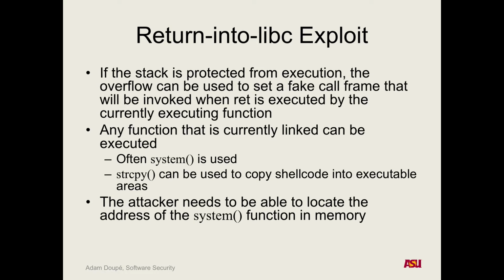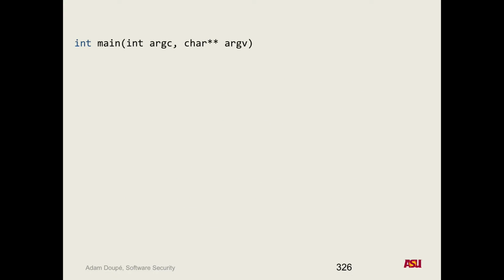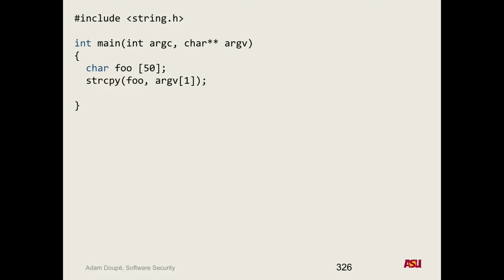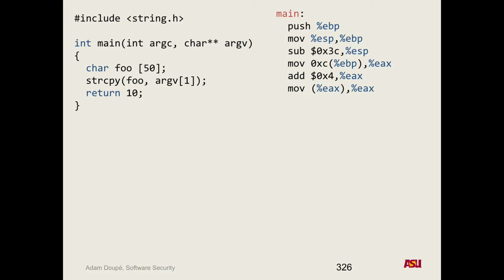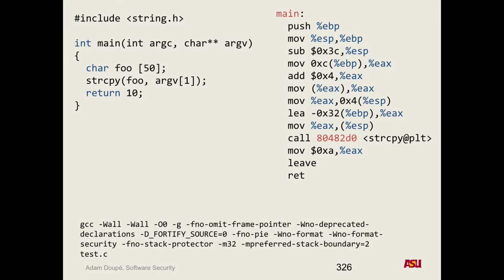But we first need to find the system address in memory. So we can use the debugger, we can use proc. We'll look at this. I believe we'll still use this same simple program, right? We have our program main. We're copying argv1 onto the buffer foo, and then returning 10. So we've already seen all this. I'm not going to go over this.